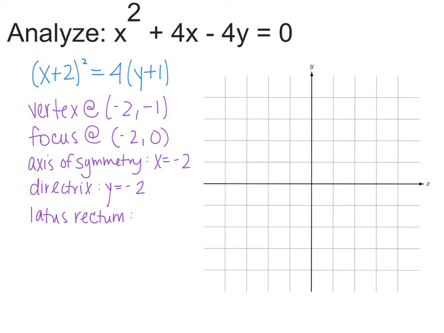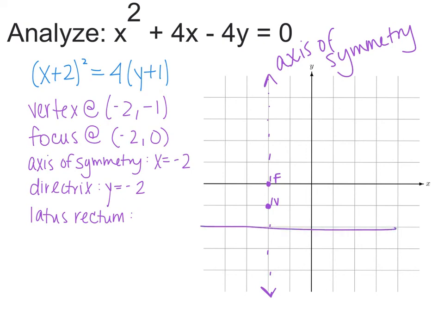When graphing, I always start with the vertex if possible, so that's at negative 2, negative 1, label that with a V. Focus is negative 2 comma 0, so that makes sense. It opens up, which means that the focus is going to be in between the lines. And then my axis of symmetry is x equals negative 2, so I'm going to label that with a dotted line just to not confuse myself. And then my directrix is y equals negative 2, which goes here. I'll label that with a D.